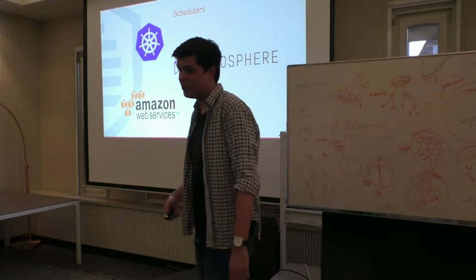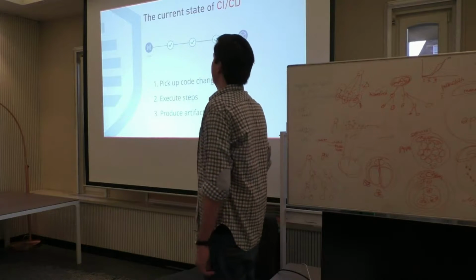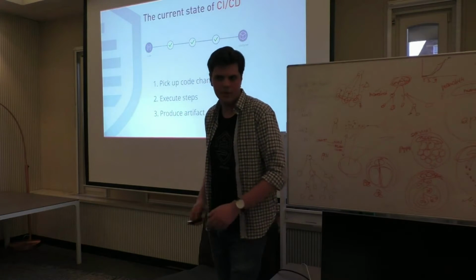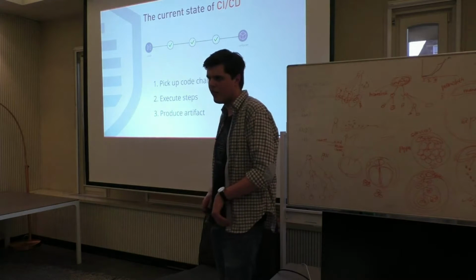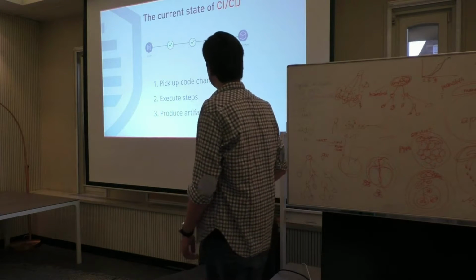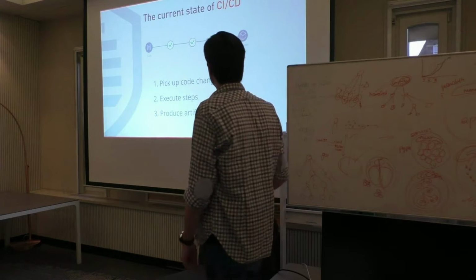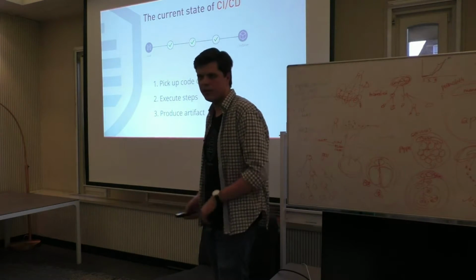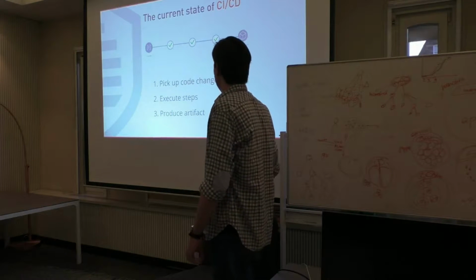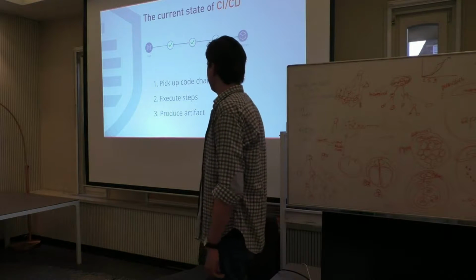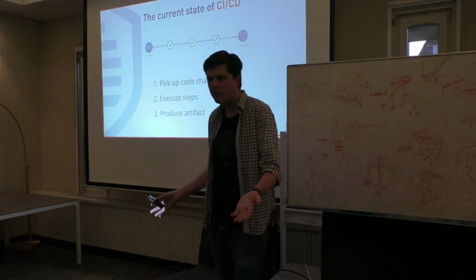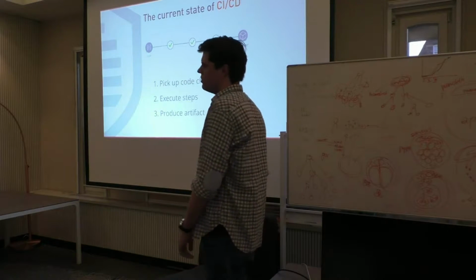But then again, the next question is, how do I get my containers there? Hopefully the answer is kind of obvious. I would say through CI and CD. So that's what we're going to talk about now, how to get our containers onto production. So the current state of CI/CD, anno 2016, should be relatively straightforward. Your CI server picks up code changes, it executes any arbitrary amount of steps, and then produces an artifact.